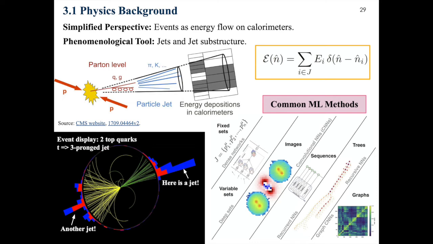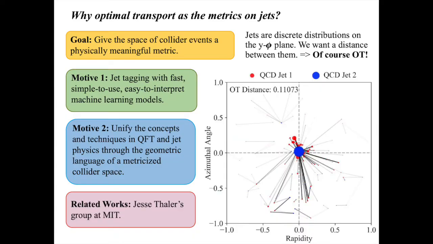So it would be nice if we can represent jets not as some general images or sequences, but in a physically more meaningful way. This is where optimal transport comes into the picture. Let's first understand why optimal transport is even suitable in this case. Presented in the eta-phi plane, a jet is nothing but a collection of particles, right? Which can be naturally viewed as a discrete distribution. Here, the mass is chosen to be the transverse momentum of each particle.